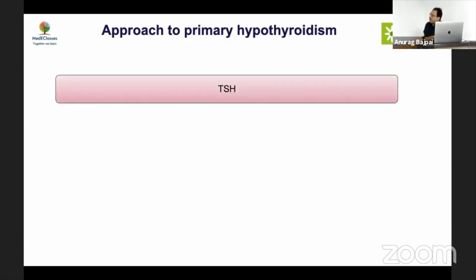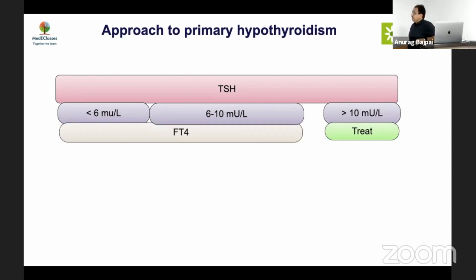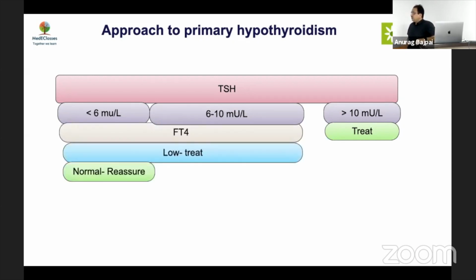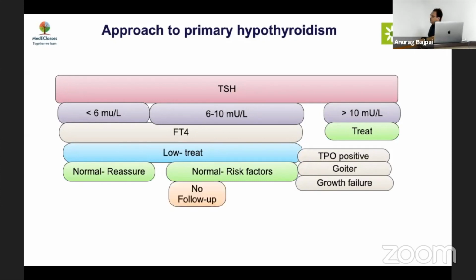What about primary hypothyroidism? If your TSH is more than 10, you should treat. If the level is less than 6, nothing to be done. Now, if it is 6 to 10, you are in a dilemma, that is subclinical hypothyroidism. Look at FT4. If it's low, then treat. If it's normal, and if there are risk factors like TPO positivity, goiter, and growth failure, you may consider treatment. So treatment is mainly based upon your TPO positivity and the TSH level if it's between 6 to 10.